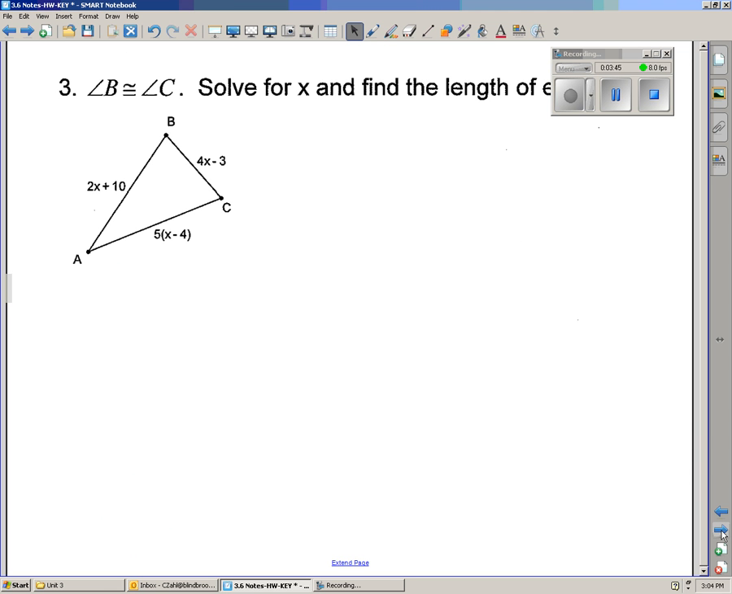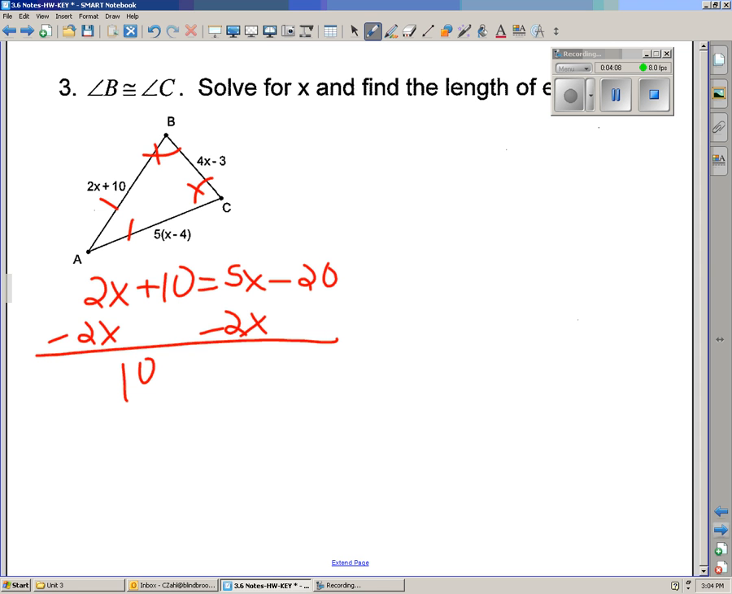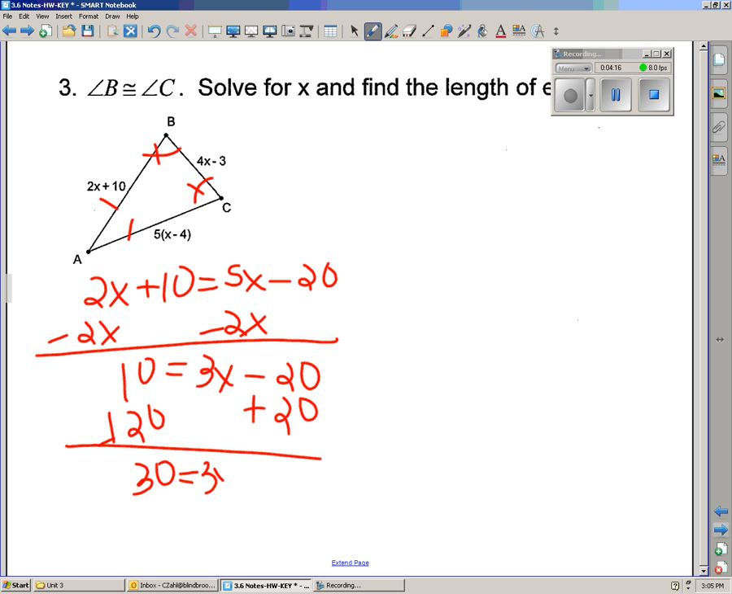It tells you here that angle B and angle C are congruent. So you know that these guys are congruent. So in a triangle, if two angles are congruent, the sides opposite them are congruent. Therefore, you can have an equation that says 2x plus 10 equals 5x minus 20. If you subtract 2x from both sides, 10 equals 3x minus 20. Add 20 to both sides. 30 equals 3x. And then 10 is equal to x.